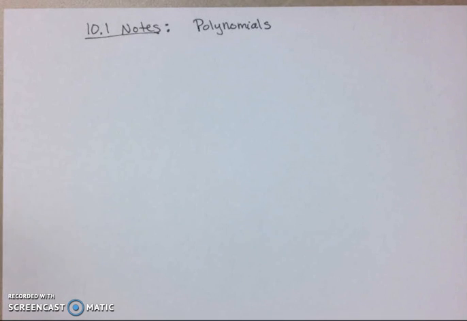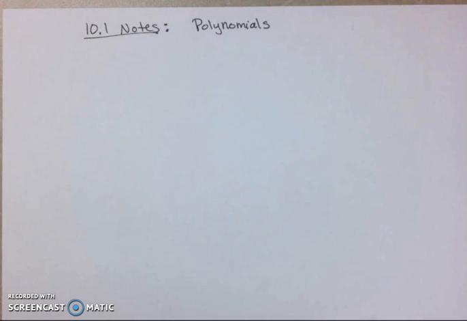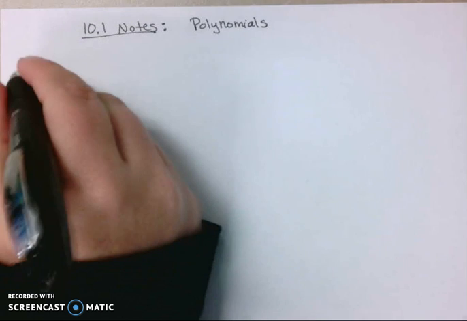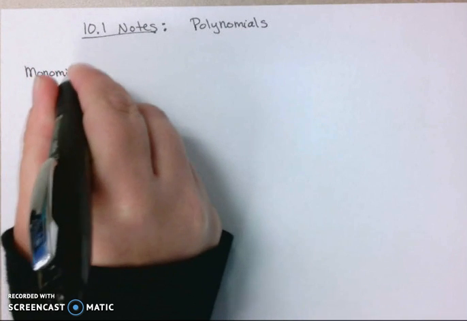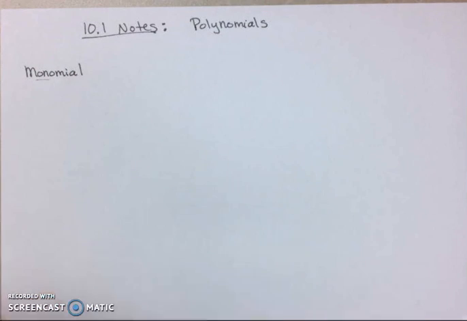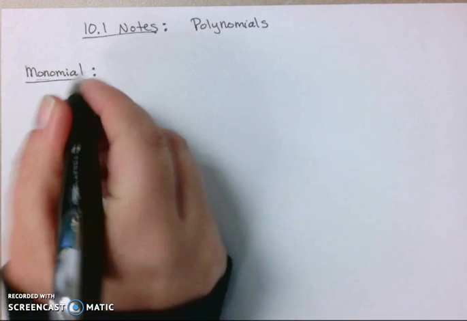So now we're going to go over a little bit more detail of some different terms. Polynomials, as I said, means many. Then we have what's called a monomial. You'll notice the prefix here. Mono means one, so that just means that there's only one term in it. So here's our technical definition.